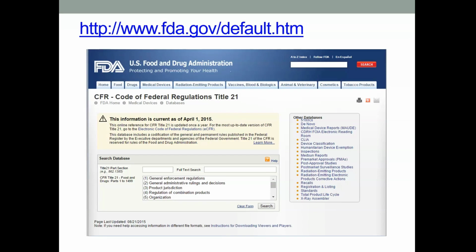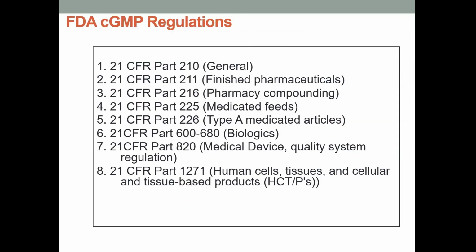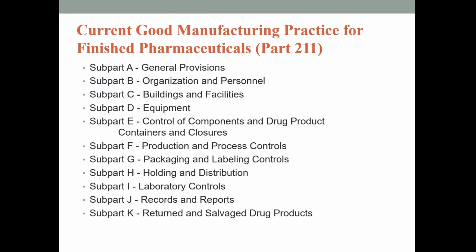And you can do a search or you can go through it like that. So when you break it down, you'll see some of the sections here. You've got 210, which is general, 211, finished pharmaceuticals, 216, pharmacy compounding, 225, medicated feeds, 226, Type A medicated articles, Parts 600 to 680, biologics, because this would be a newer part of the regulations, 820, medical device quality system regulations, and 1271, human cells, tissues, and cellular and tissue-based products.